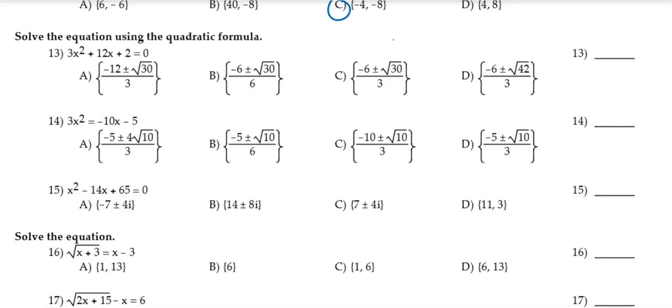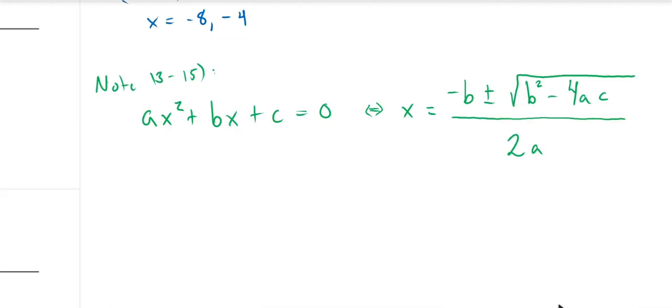Questions 13, 14, and 15 ask us to use the quadratic formula to solve each of these quadratic equations. Let's recall that the quadratic formula tells us if we have the following general quadratic polynomial set equal to 0, we actually know the values that x can take on. It's going to be something of this form, where we have negative b plus and minus the square root of b squared minus 4ac all over 2a.